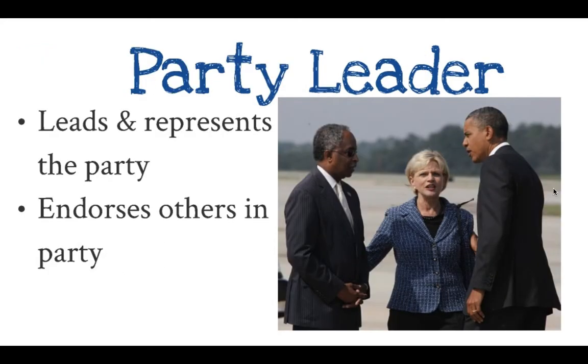The governor is also a member of the party and plays the role of the party leader within the state. They endorse others in the party. Typically, they would be endorsed by a presidential candidate, if not the president, depending on the party of the president. And they also are responsible for going around to local areas and endorsing candidates.